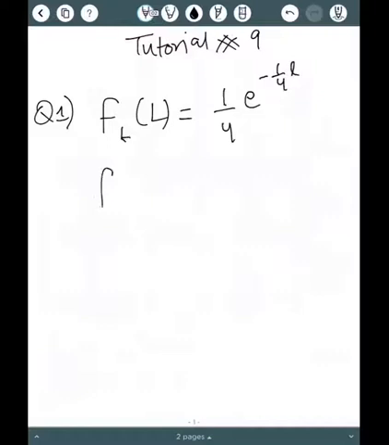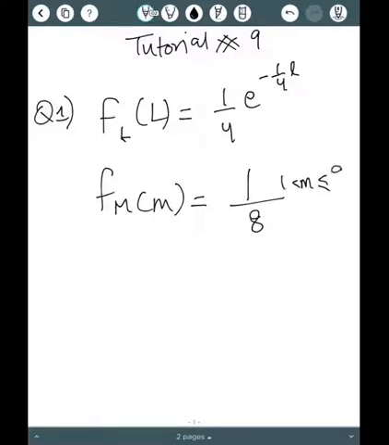The other part is the mechanical unit, which has a uniform density, so it will be 1 over b minus a. Here b minus a is 9 minus 1, which is 8, where m is strictly between 1 and 9. So these are the two things that we have.